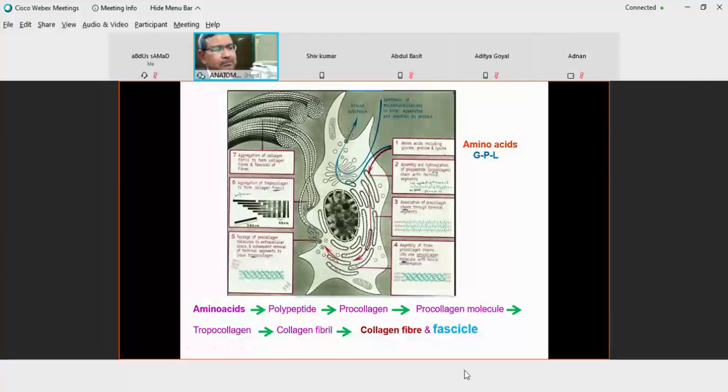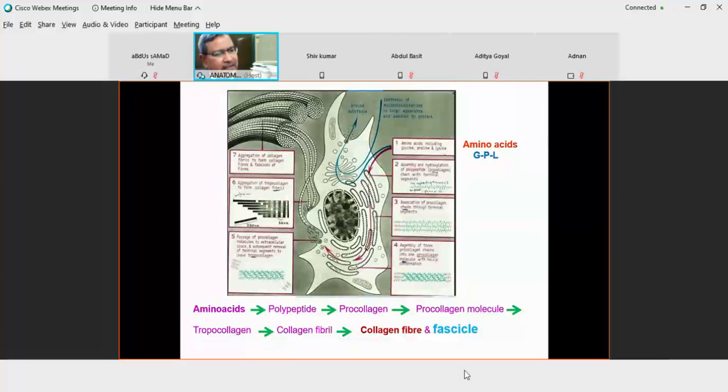Now, if you look at the fibroblast, what does it do? It is responsible for the synthesis and secretion of the collagen molecules, and they aggregate to form the collagen fibril, then the collagen fibers, and then the fascicles. As you can see, the amino acids are taken up, and once they pass through the rough endoplasmic reticulum, they synthesize the fibers. But when they pass through the Golgi body, they synthesize the ground substance. So both components are produced by the fibroblast itself.